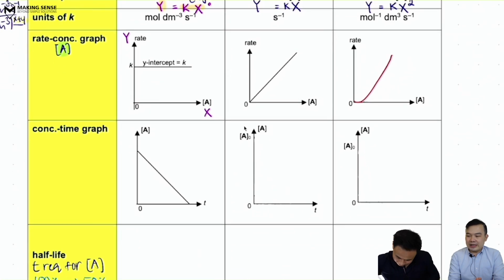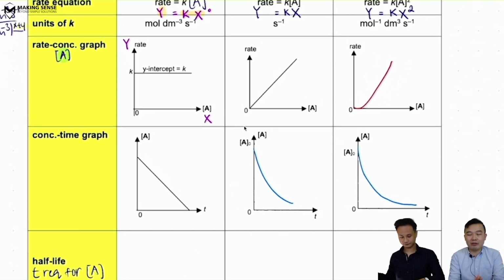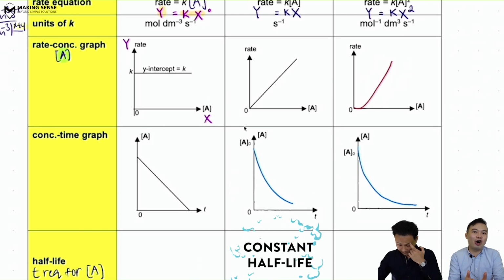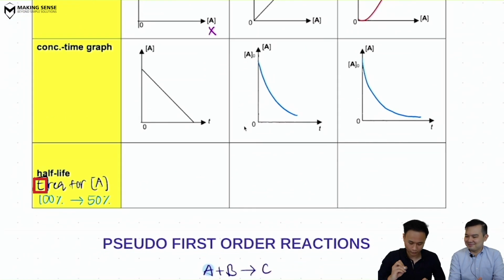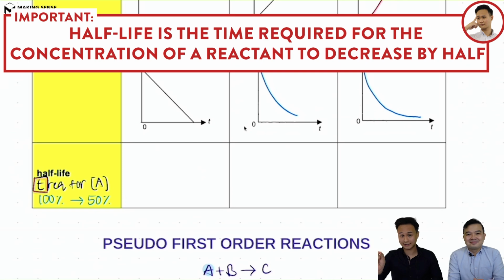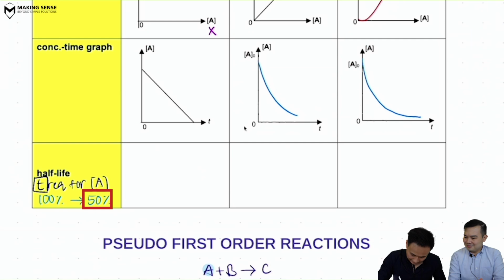Now, one very special thing about the first order downward sloping curve for a concentration time graph is the fact that they have this thing called a constant half-life. Mr. Tim, what's a half-life? Oh, half-life. Well, as the name implies, it is the time. So listen, guys, it is the time required for the concentration of the reactants to decrease by half. So 100% to 50%. And this time is T half.